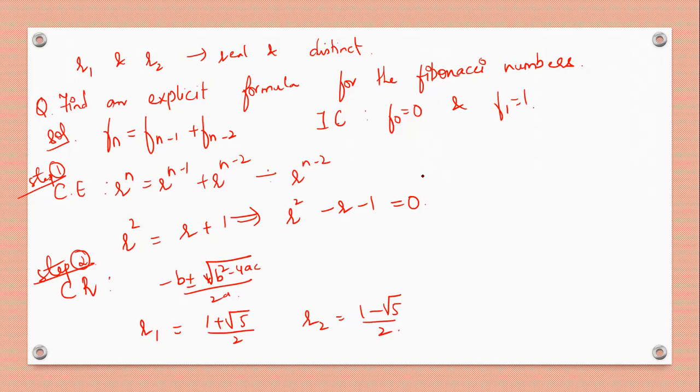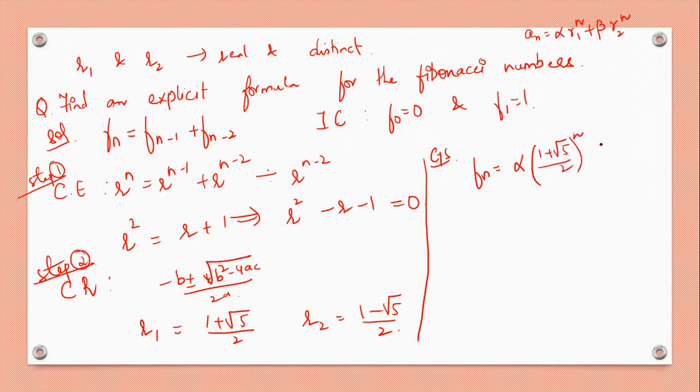Now after that, we have to write our general solution. What is the general solution? Fn, or an, will be equal to alpha r1^n + beta r2^n. So we have to substitute the values of r1 and r2: alpha times ((1 + √5)/2)^n plus beta times ((1 - √5)/2)^n. Now, what are alpha and beta?